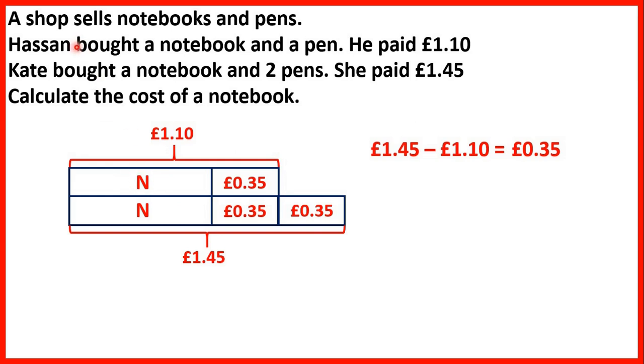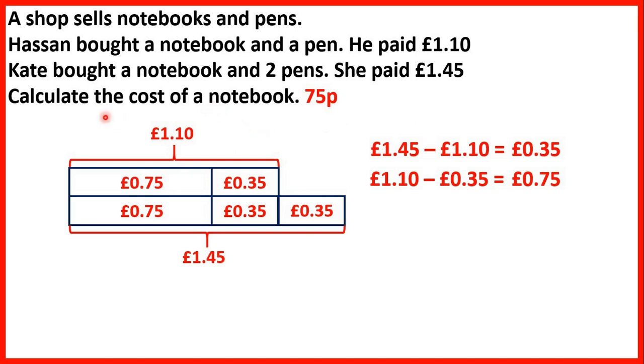If we look, Hassan spent £1.10. He got 1 pen, but if we subtract the cost of a pen, so subtract 35 pence from £1.10, that gives us 75 pence. So we know that notebooks must cost 75 pence each.